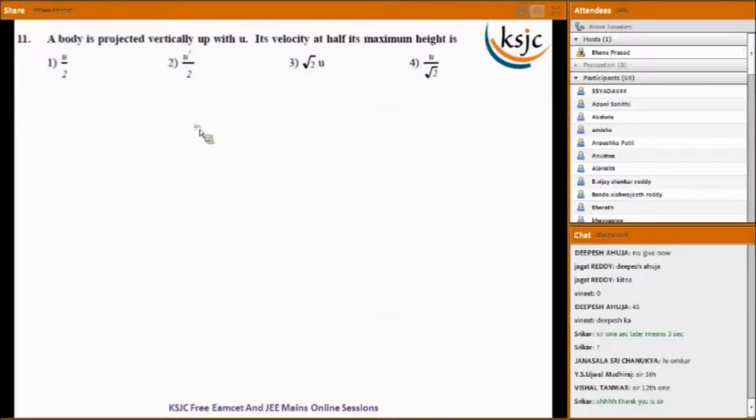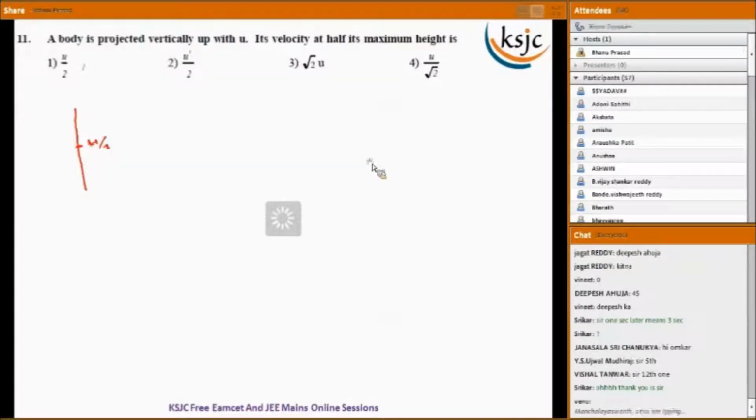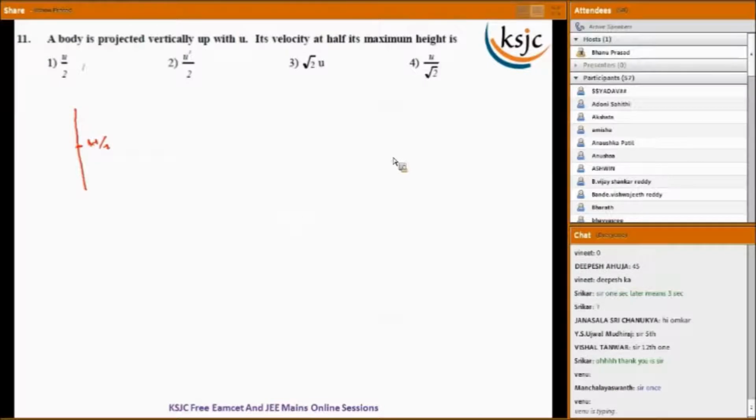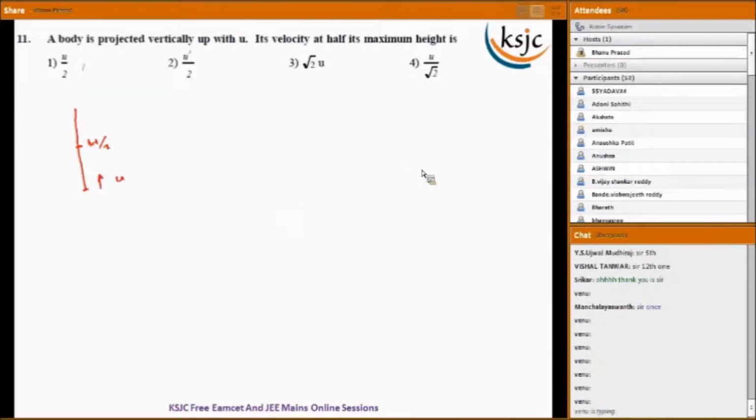Now a body is projected vertically up with u. Its velocity at half of its maximum height is. So at half the maximum height, this is the h by 2 position, and at the bottom it has got velocity u, and let us calculate here the velocity v.